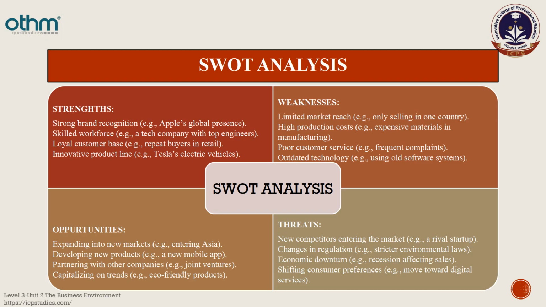The next point in this SWOT analysis is the threats. The first threat is new competitors entering into the market. For example, any rival startup. The second threat is changes in regulation. For example, stricter environmental laws can be a threat to the company or its business. Another is the economic downturn. The economy is very important when you are doing business in any country. So when there is a recession, it can affect the sales of the company.